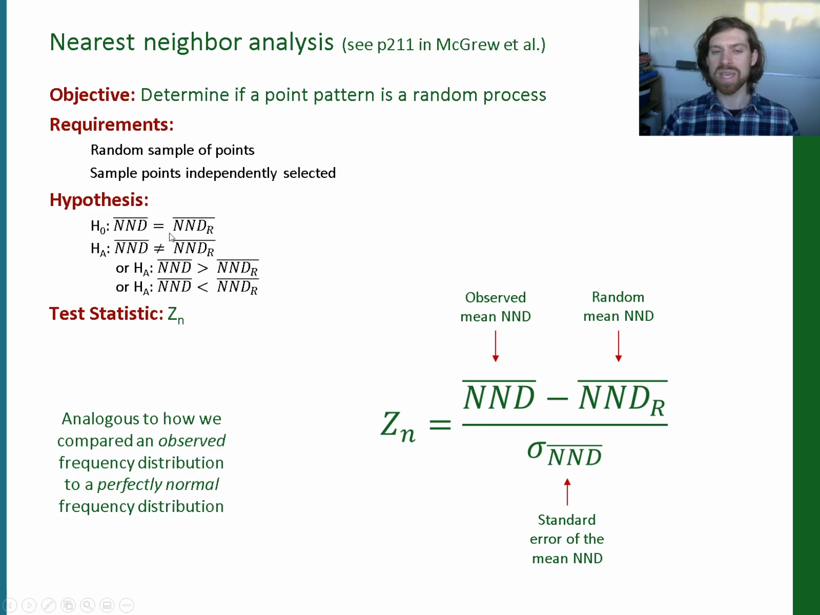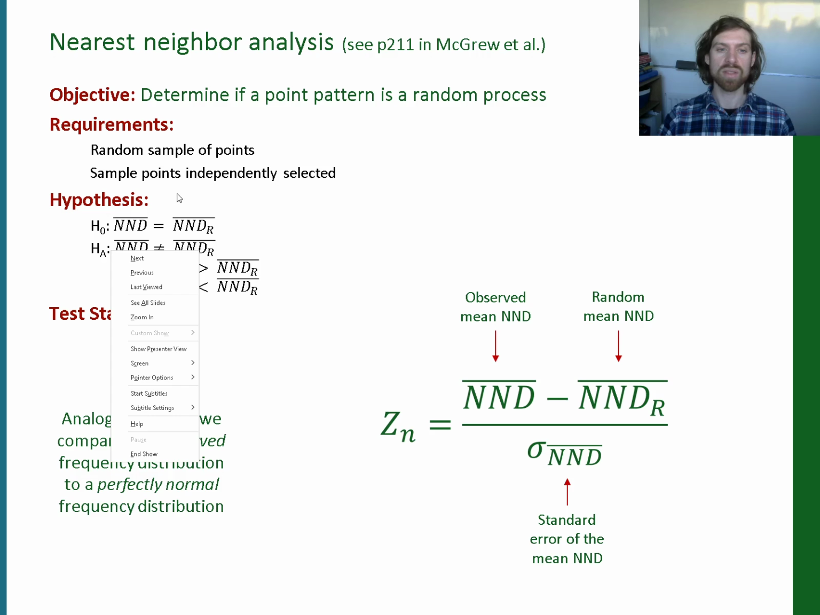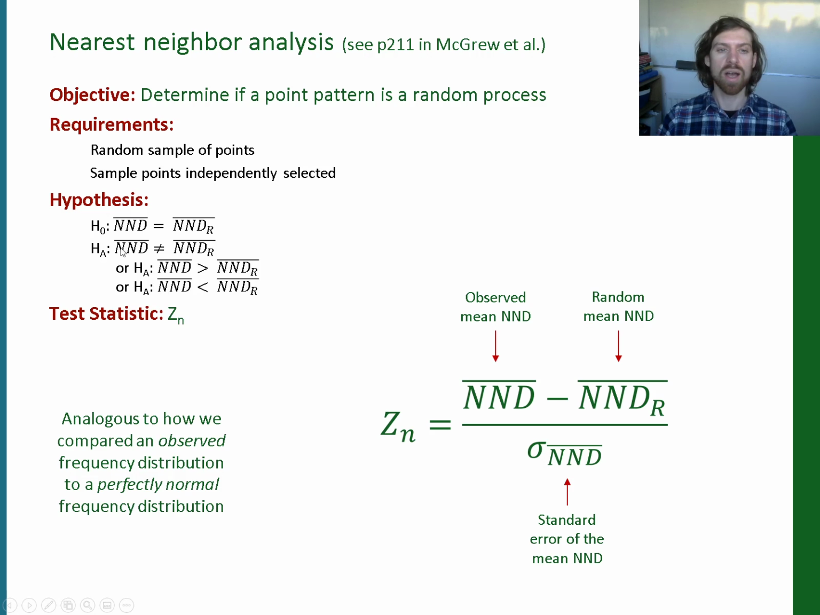Sorry, this is actually the mean. So you can think of this in terms of the observed mean nearest neighbor distance versus the random mean nearest neighbor distance. And then the alternative hypothesis, the HA value, if you were thinking of it in terms of a two-tailed outcome, you could just say that the observed mean nearest neighbor distance is not equal to the mean that we got randomly.